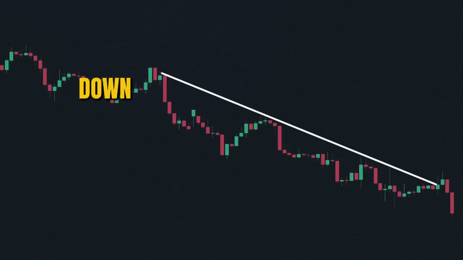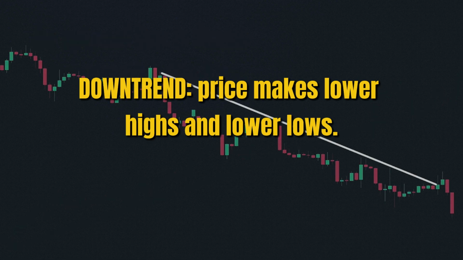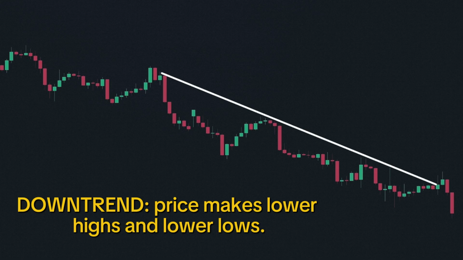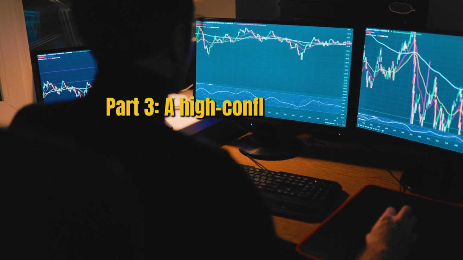We call that support. Now look over on the right, it's the exact opposite, a downtrend. Here the price is making lower highs and lower lows. It's heading down the stairs. So this time we connect the peaks, the highs, and that line acts like a descending ceiling that the price keeps hitting its head on. We call that resistance.